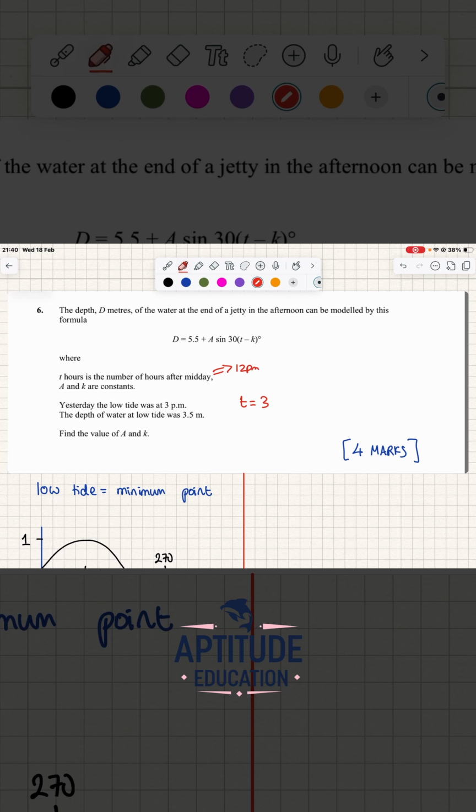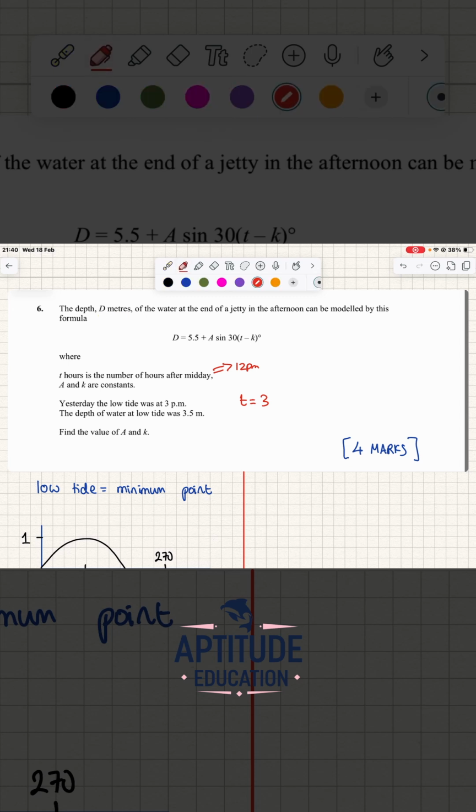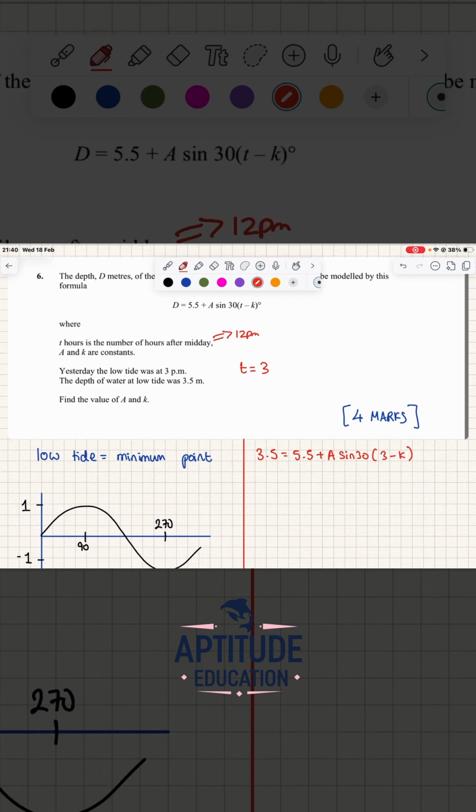And then secondly, we also know that the depth of the water at low tide was 3.5 meters, and we know d is our depth in meters, right? So now we can instantly fill in our modelling equation. We know that d is going to be 3.5 meters, and that's going to equal our 5.5 plus a, which we don't know yet, times sine of 30 times t, which we know is 3, minus k. Then we can slightly rearrange this by putting the 5.5 on the left-hand side, which ultimately makes minus 2 equal to a sine of 30 times (3 minus k).